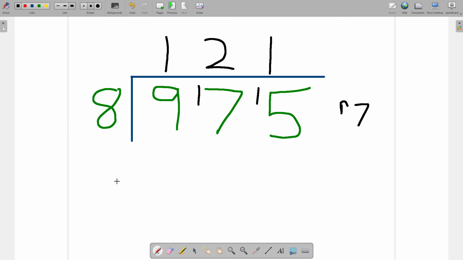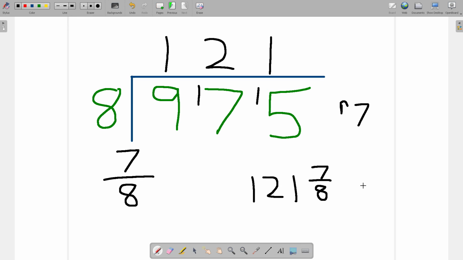So in order to create the fraction, we take the number that we were dividing by, that is our denominator, the bottom number on our fraction, and we take the remainder, which is 7, and that is our numerator of the fraction. So our mixed number answer to how many 8s are there in 975 is 121 and 7/8.